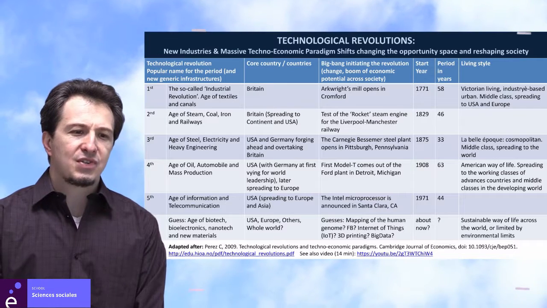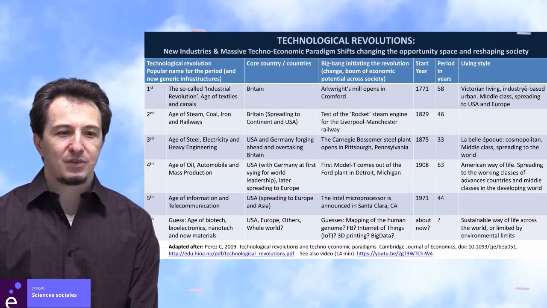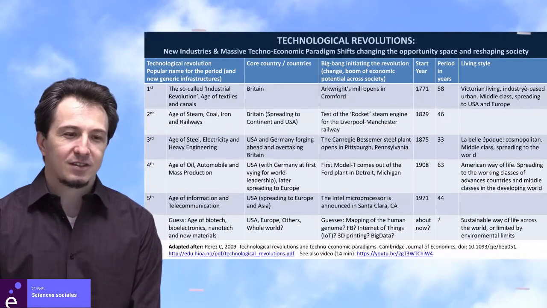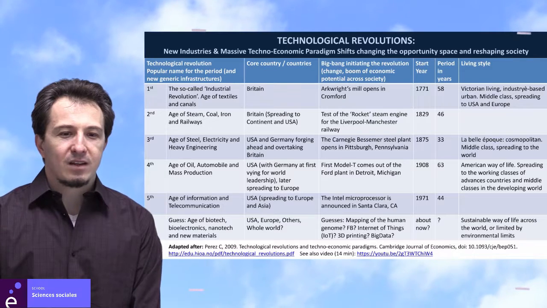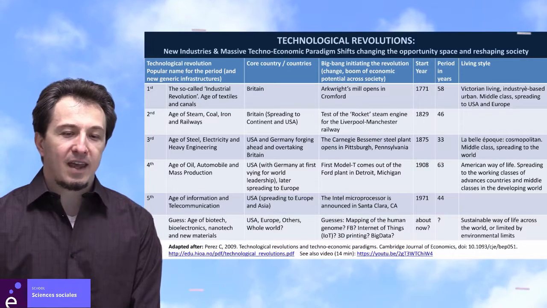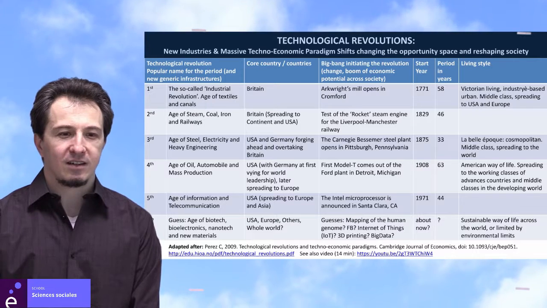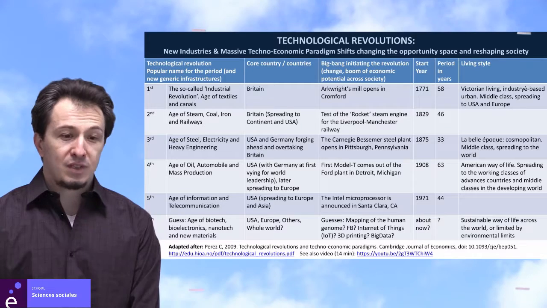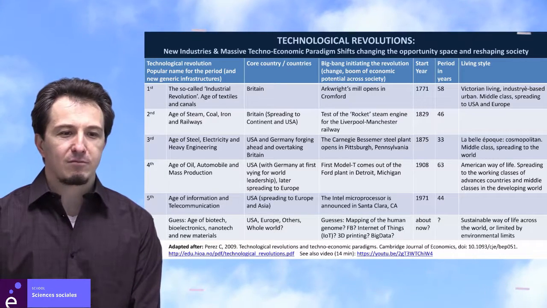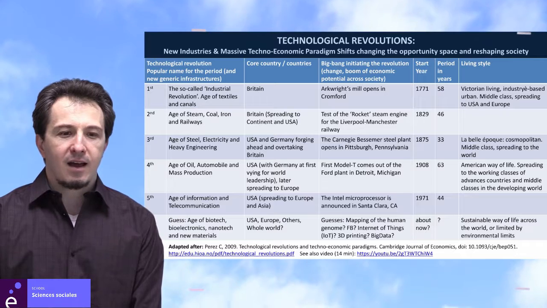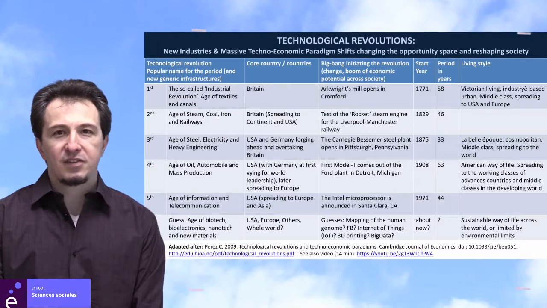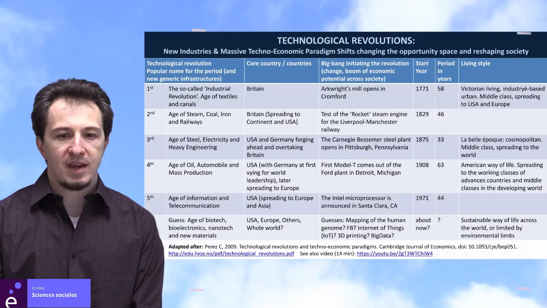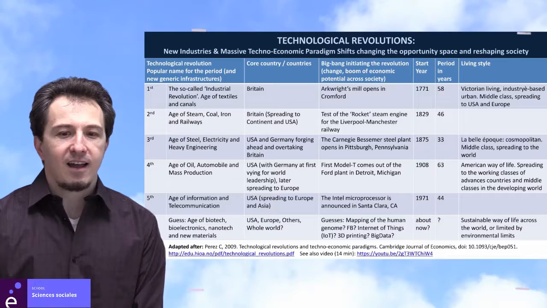After about 60 years, something else important happened. The age of steam, coal, iron and railways started, and this is when the engines, the machines started to take over the economy basically. And it started in Britain, like with the Industrial Revolution before it, but spread very much to the European continent and the USA. Of course, it started with a steam engine in 1829.